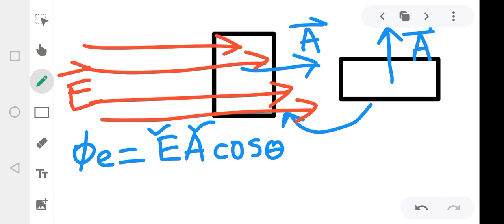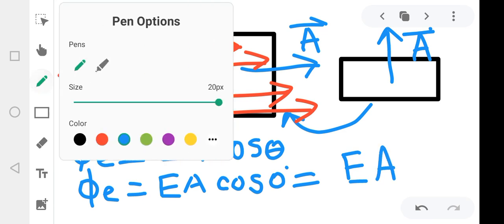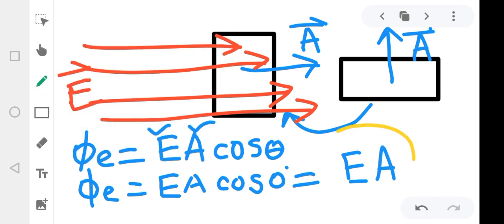So what will happen, our flux will be equal to EA into cos of 0 degree. So we will get our electric flux equal to electric field intensity into the area. This is our electric flux.